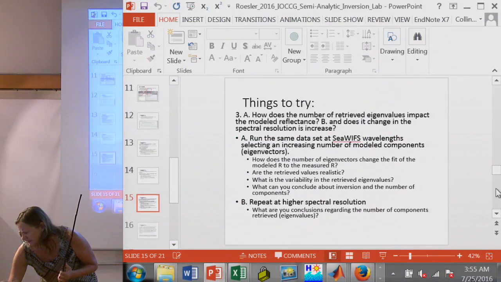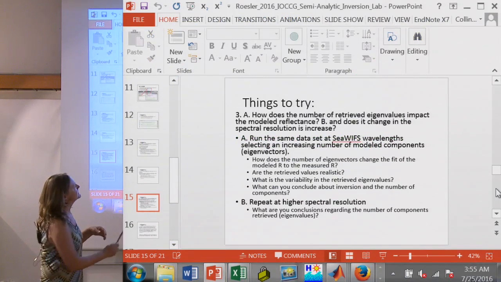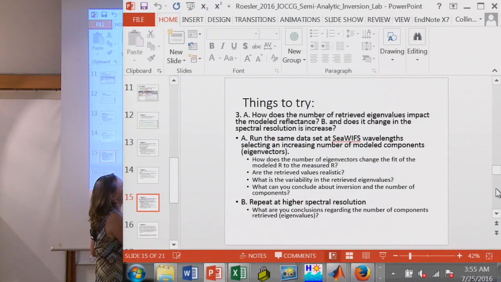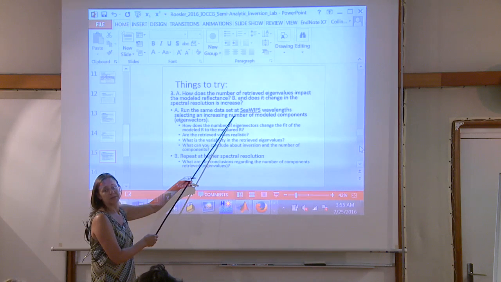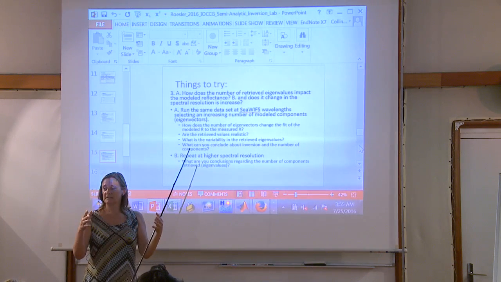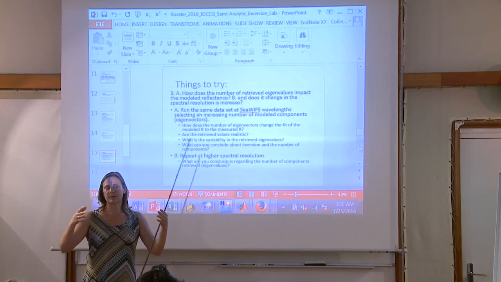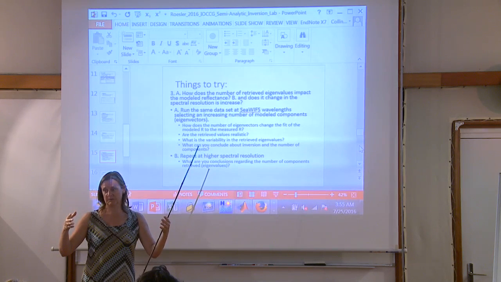And let's see, the next question is, how does the number of retrieved eigenvalues impact your model? And does it change if you increase the spectral resolution? So the fourth thing to try is do the same data set, go back to CWIF's wavelengths, but now increase the number of modeled components. Allow it to separate CDOM and NAP, allow it to separate into large particles and small particles.